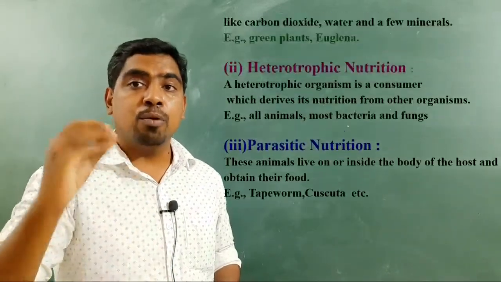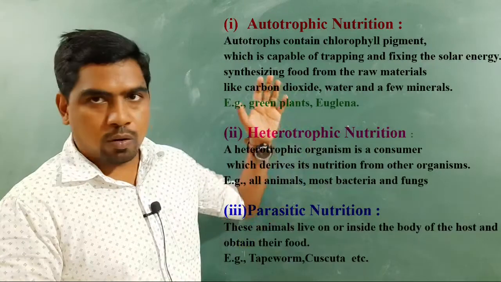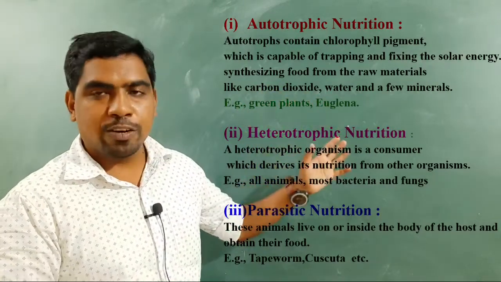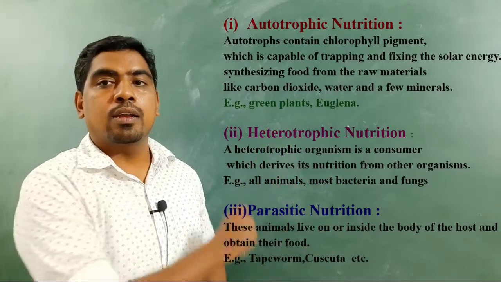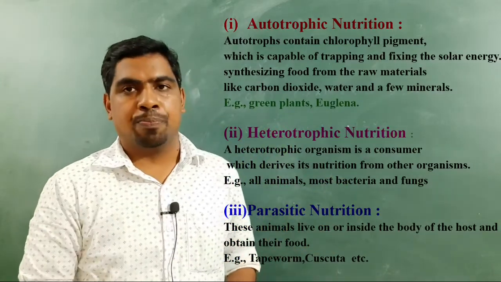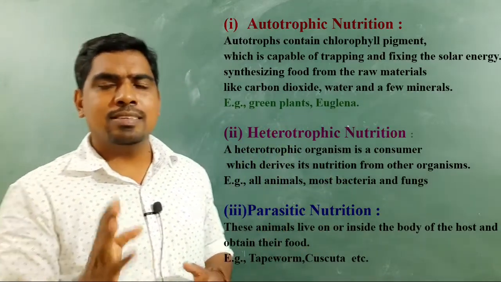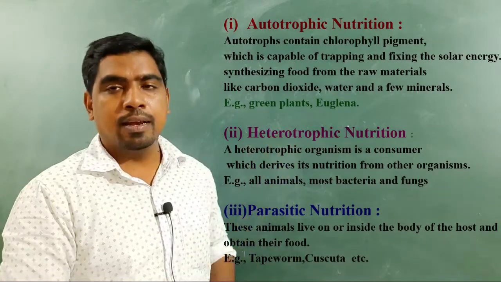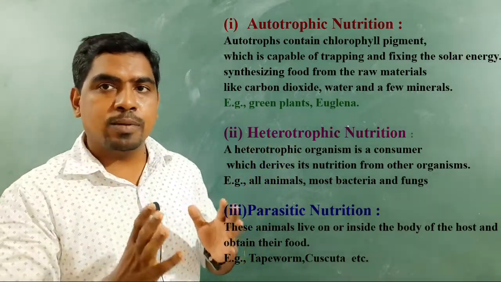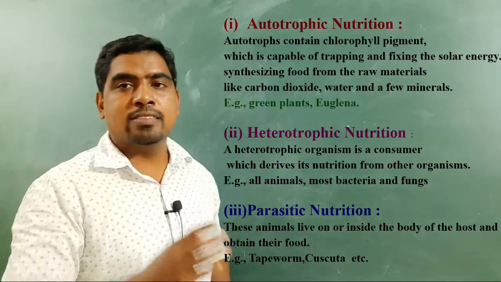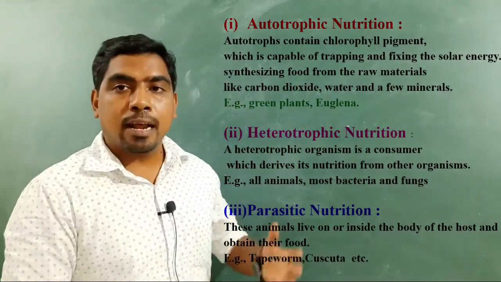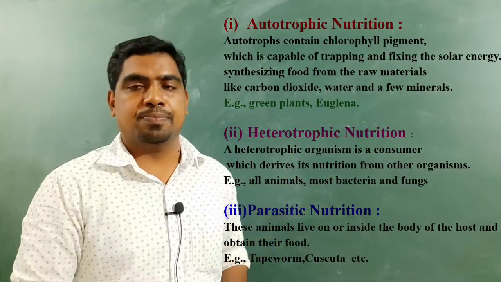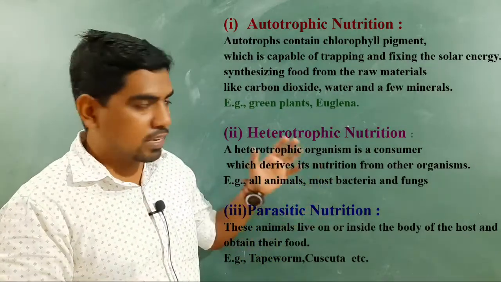There are 5 modes of nutrition: autotrophic nutrition, heterotrophic nutrition, parasitic nutrition, saprophytic nutrition and holozoic nutrition. Autotrophic nutrition: these organisms have chlorophyll pigment. They can synthesize their own food material by using raw materials like carbon dioxide, water and minerals. They can trap and fix solar energy. Example, green plants and eucalyptus.